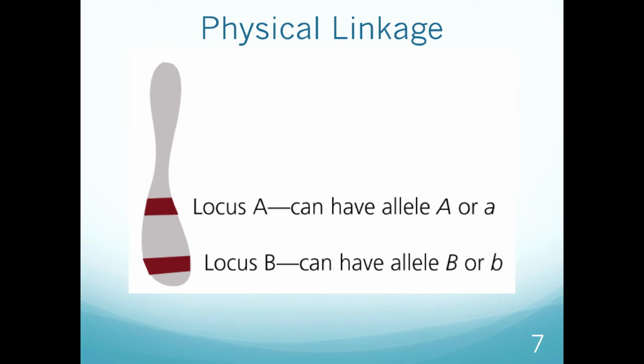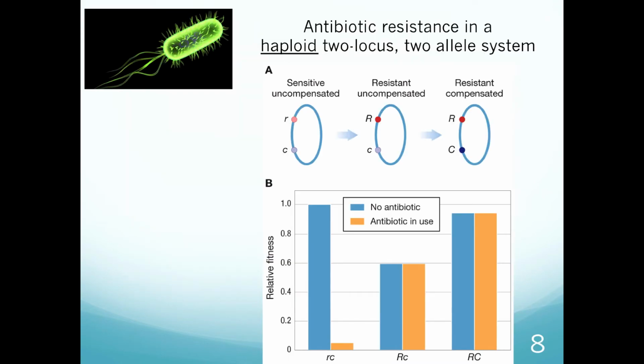And today, now that we understand the structure of DNA, we know that traits can indeed be linked because they are on the same chromosome and close to each other. This is what we call physical linkage. The easiest example to demonstrate physical linkage is in a system we've already encountered in bacteria.